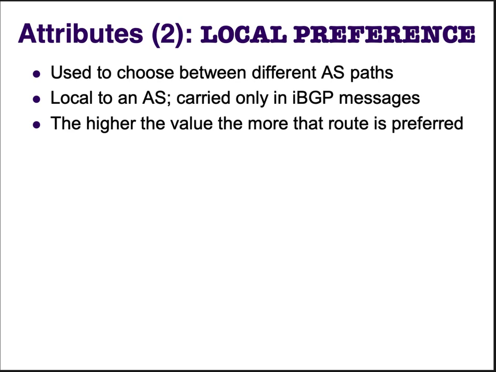Local preference is local to an AS, as the name suggests. It also makes sense because remember we said ASs don't like to publicize their policies about customers versus providers versus peers and so on. So local pref stays within a domain. That means it's carried only in IBGP sessions and IBGP messages. And in general, local preference, the higher the value, the more preferred it is.